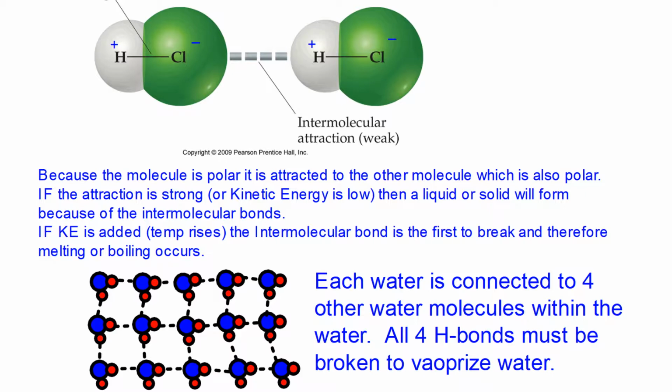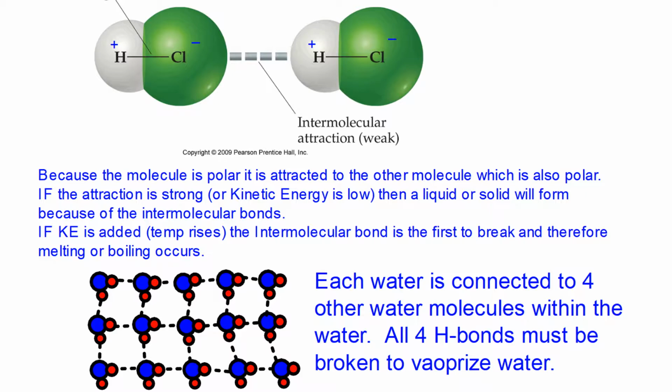So here they are again, and below we have a bunch of tiny, adorable little water molecules. When molecules are polar, like hydrogen chloride or like water, dihydrogen monoxide, they are attracted to other molecules that are also polar. Sometimes the attraction is strong and we have a liquid or a solid, and sometimes that attraction's really weak and we have a gas, or maybe a liquid that just turns into a gas very easily.